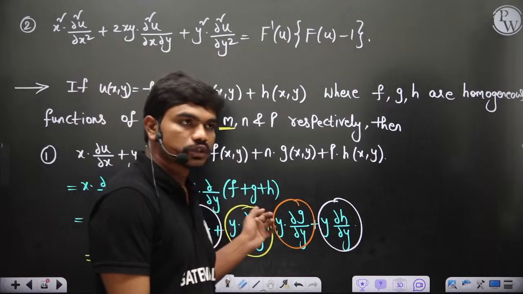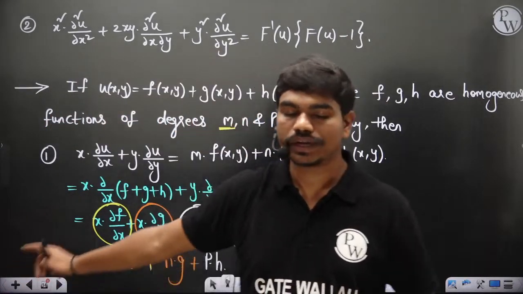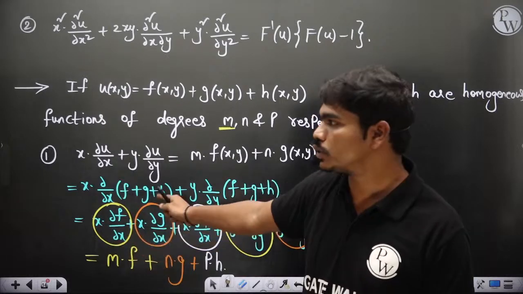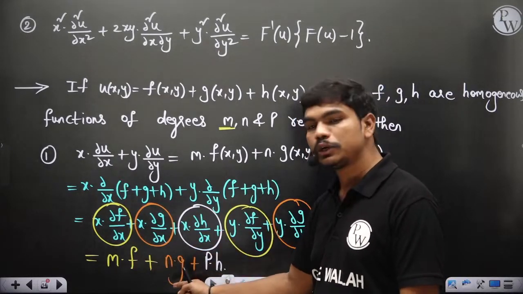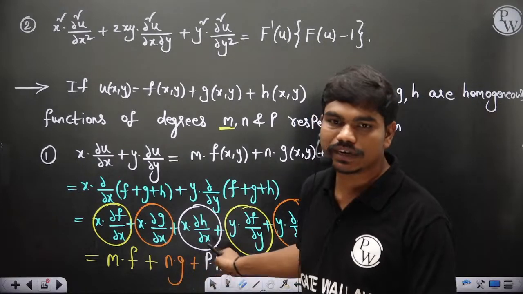Similarly, if I write x square dou square u by dou x square, plus 2xy dou square u by dou x dou y, plus y square into dou square u by dou y square, all these things, you would get m into m minus 1 into f plus n into n minus 1 into g plus p into p minus 1 into h.